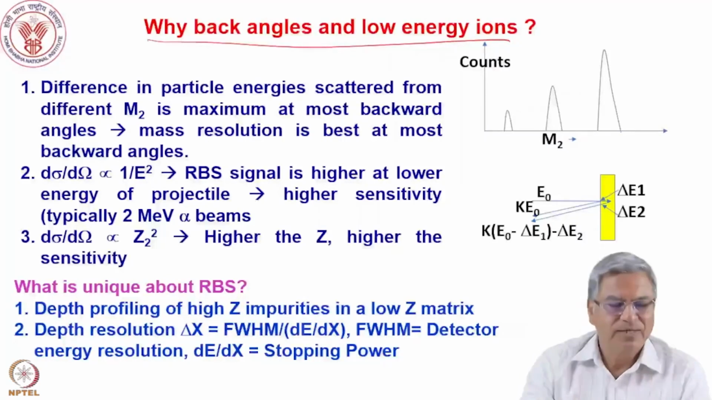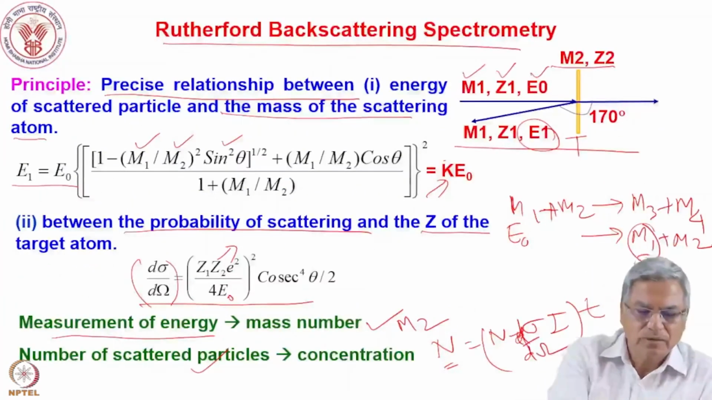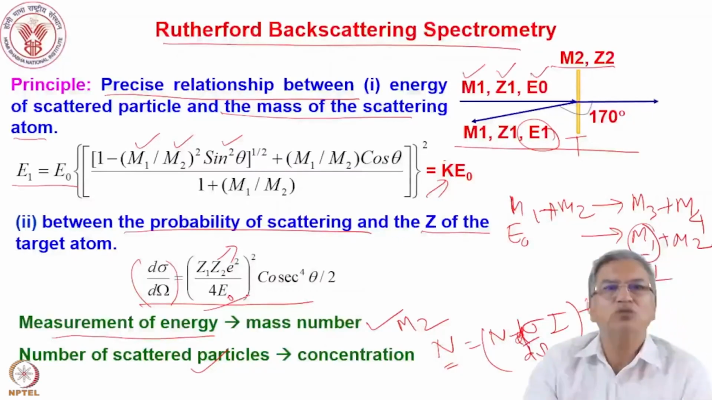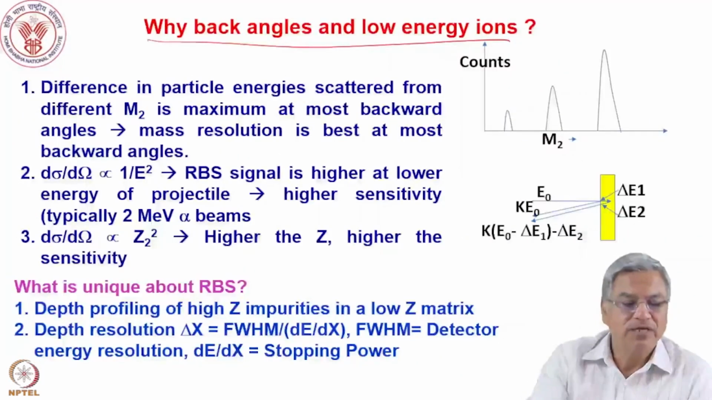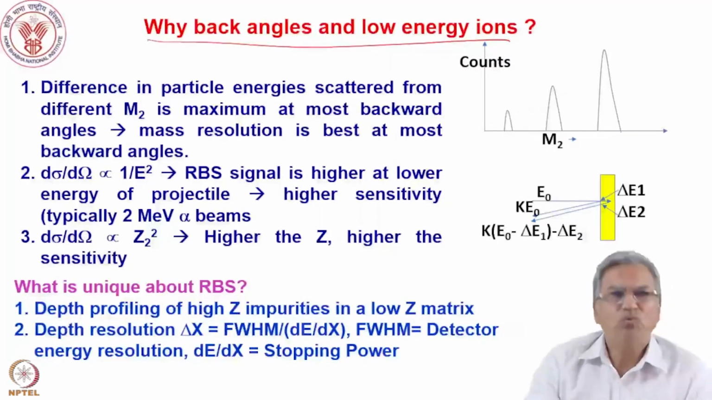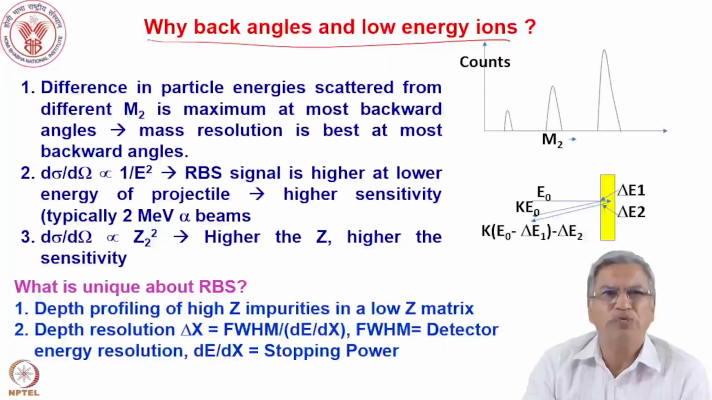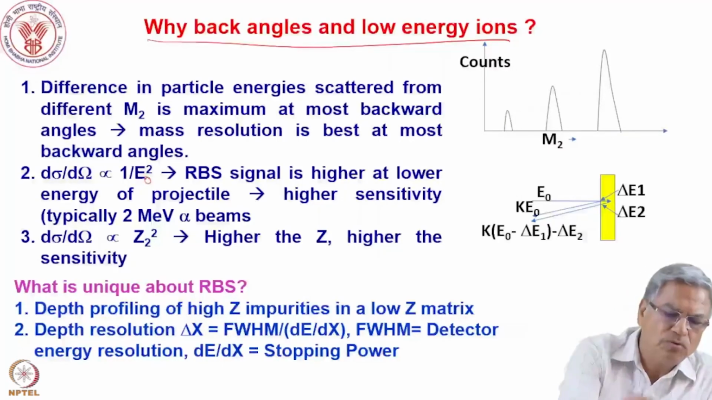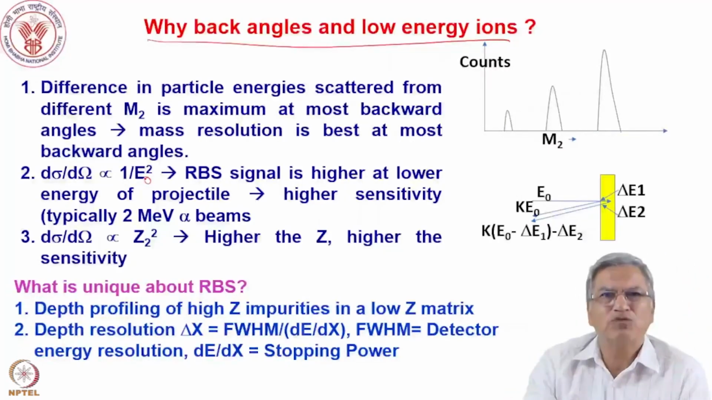Not only that, the cross section for Rutherford backscattering, if you see here, is 1 upon E square. So the lower the energy, the higher the cross section for RBS, and therefore we go for low energy ion beams. So two aspects: why the low energy ions? Because the cross section is inversely proportional to E square. So lower the energy E0 of the projectile, higher the sensitivity for detection of the concentration of the elements.